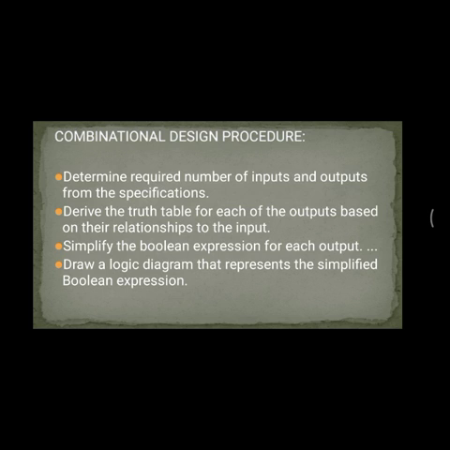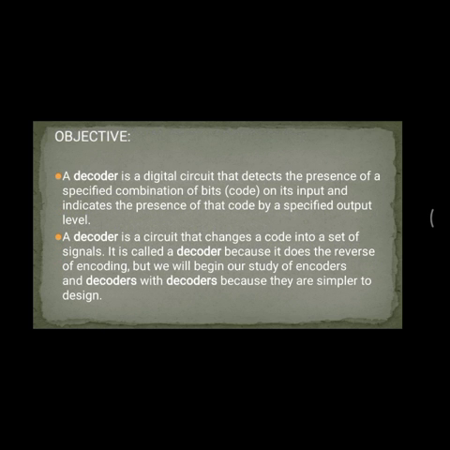Next, objective. A decoder is a digital circuit that detects the presence of a specified combination of bits on its input and indicates the presence of the code by a specified output level. The decoder is a circuit that changes a code into a set of signals. It is called a decoder because it does the reverse of coding.